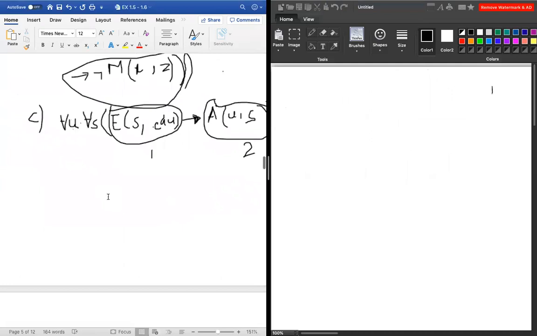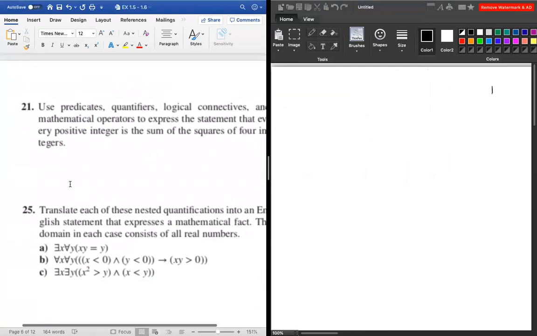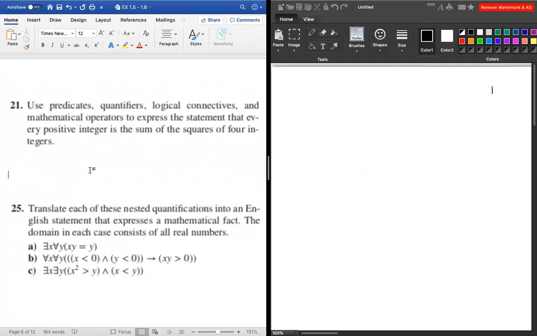Okay, let's take another question. So we have to represent the statement that every positive number is the sum of the squares of 4 integers, right? How do we represent this thing?